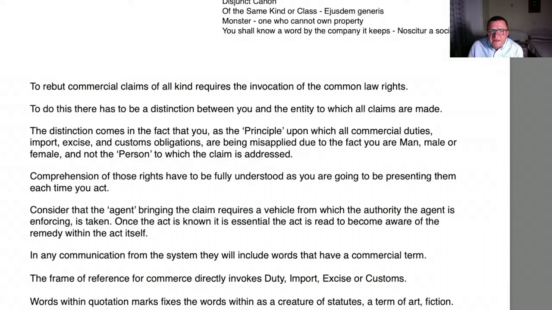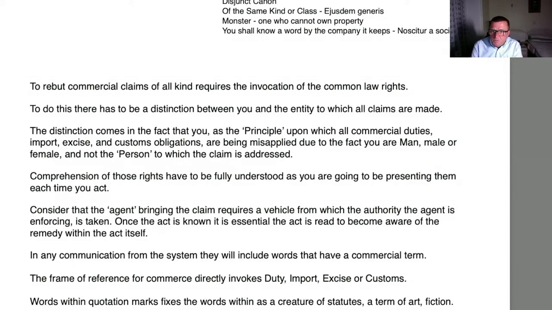The distinction comes in the fact that you, as the principal upon which all commercial duties, import of excise, customs and obligations are being misapplied, due to the fact you are a man, male or female, and not the person to which the claim is addressed. So that's basically the foundation of the distinction that this system gives you the capacity not only to know, because you can write it down and communicate it, but you can also, it's there all the time, so you'll just run to this for every communication, no matter what and when.